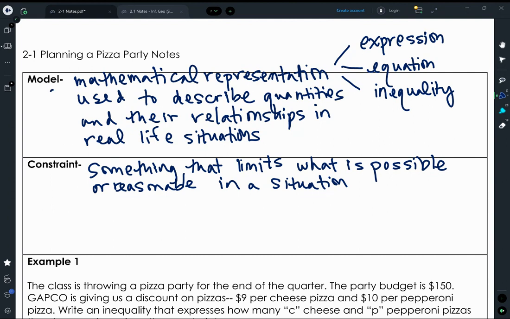So the mathematical model would be maybe looking at how much it costs per pizza times how many people there are. So you're using math to model what the cost is per person. So those are just some ideas about how those words are used. So we've got mathematical modeling, which means you're going to be using variables and numbers to represent a situation. And then constraints are going to have limits on that, where maybe you have a limit to your budget or to the amount of people or something.